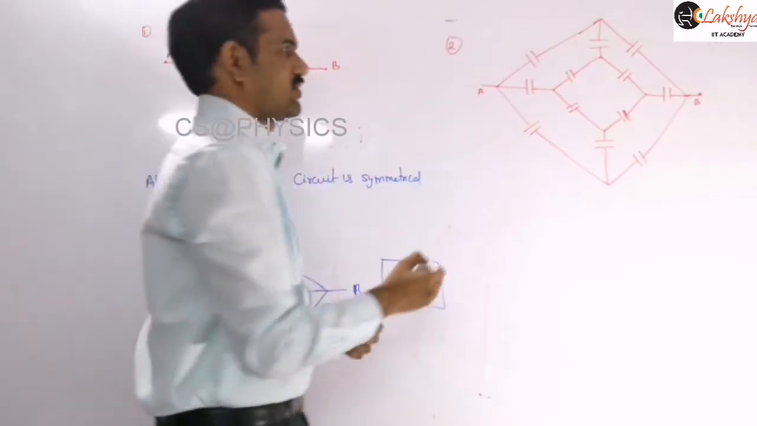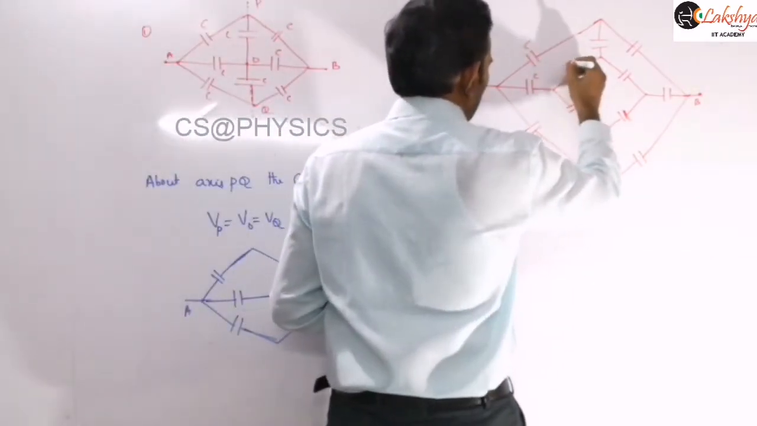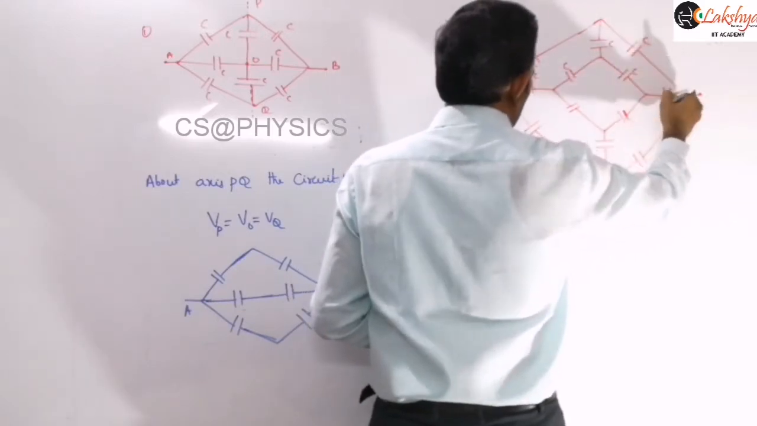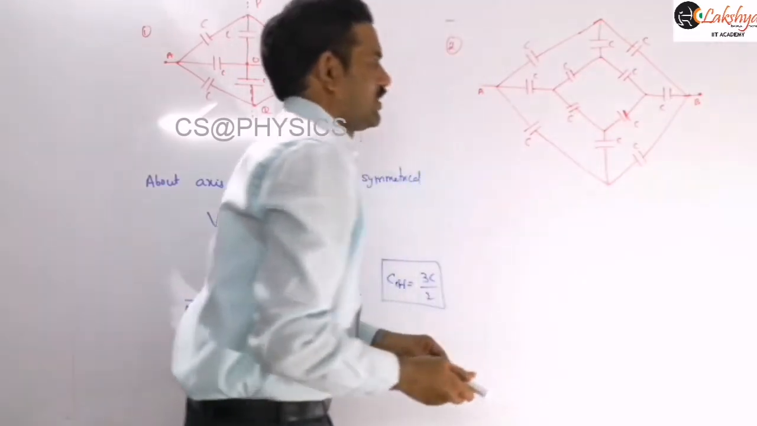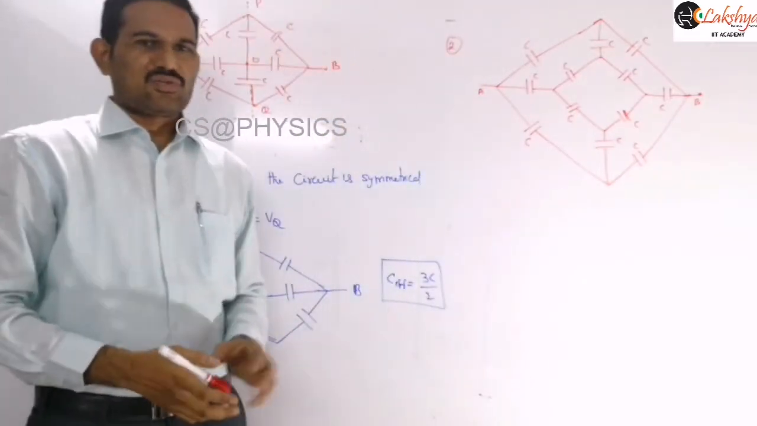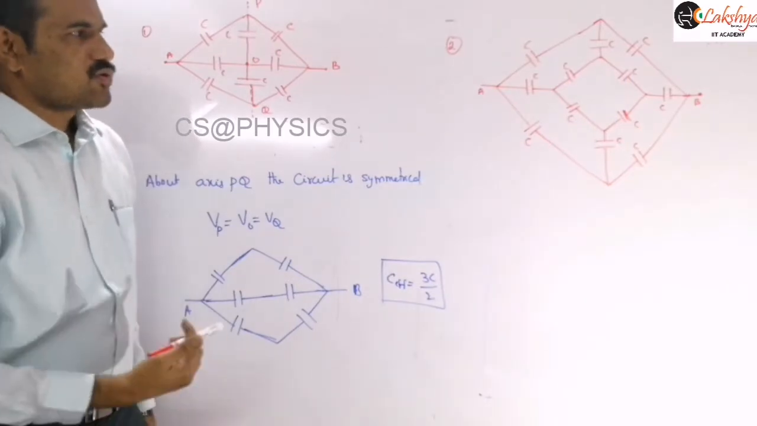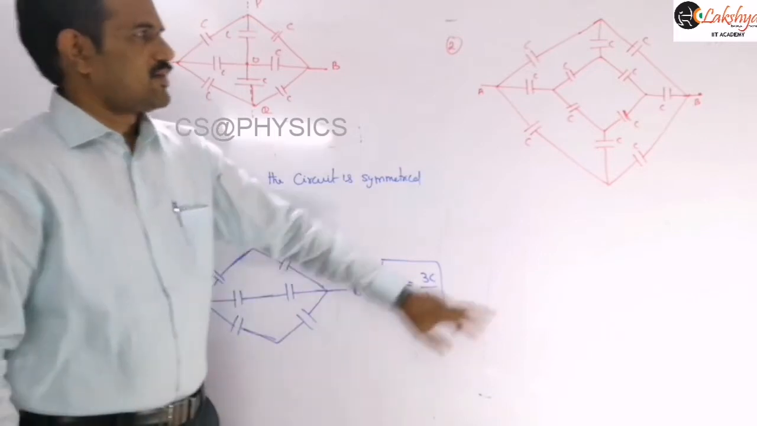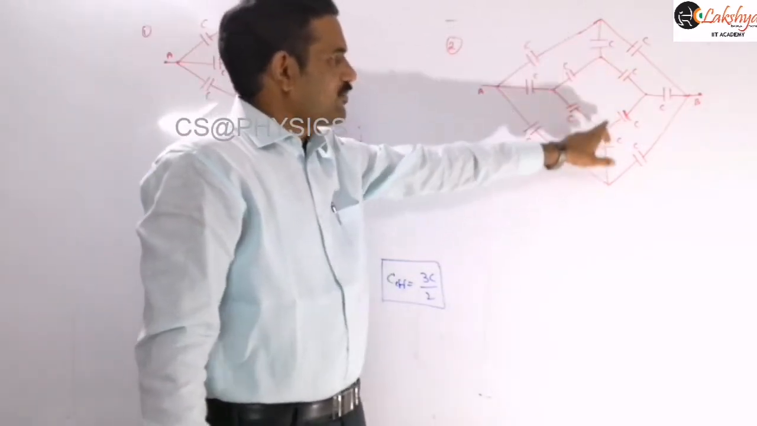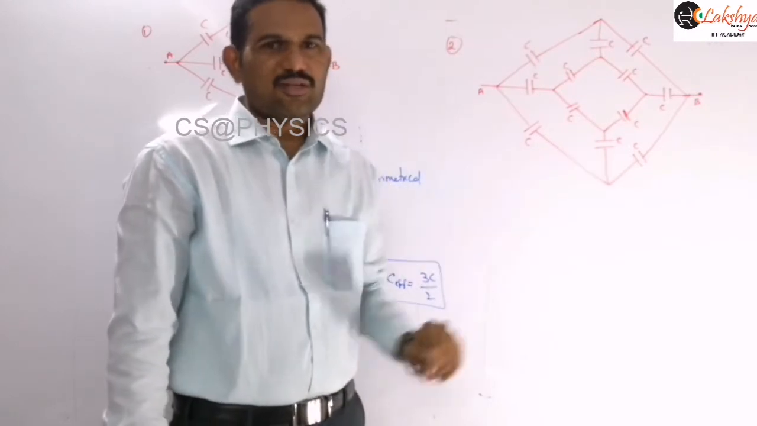All are identical only. So each capacitance is C. Right? Now the effective capacitance we need to calculate. Find the effective capacitance between A and B. Here also we can observe, by using perpendicular symmetry, that you can consider the circuit about this axis, and the circuit is symmetrical. Right side and left side are symmetrical only.